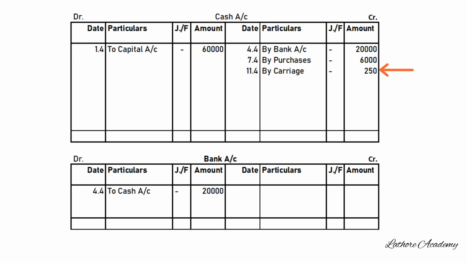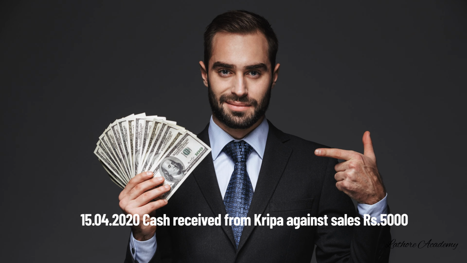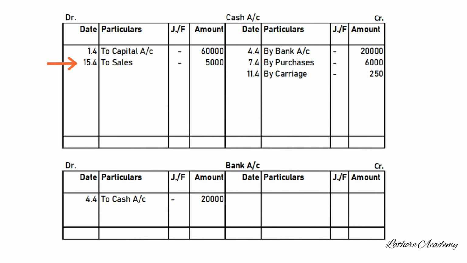Moving on to the next transaction, on 15th April 2020, cash received from Kripa against sales 5,000 rupees. So the journal entry for this transaction is cash account debited to sales account. So accordingly, while posting on the debit side of the cash account, we have to write to sales account 5,000 rupees. Students, don't get confused that cash received from Kripa against sales, you should not use Kripa account here. We should use sales account and cash account. Kripa account will not appear in this case.